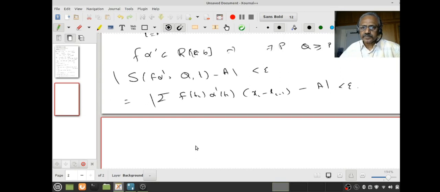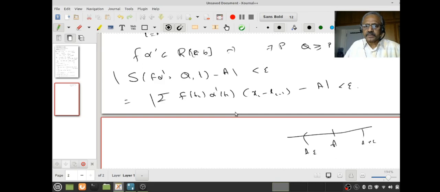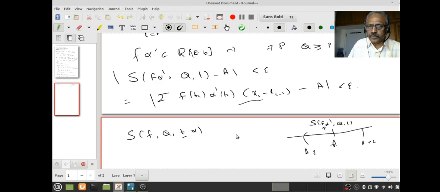So what will I do? I only have to say, are you following what I'm saying? So I have something like A, I have A minus epsilon to A plus epsilon. This fellow is within that, but I want some other fellow. Who is that fellow? This is S F alpha dash Q T. This lies somewhere here, but I want S F Q T alpha to lie in some epsilon, not necessarily epsilon, some multiple of epsilon possibly. We will be very flexible there.